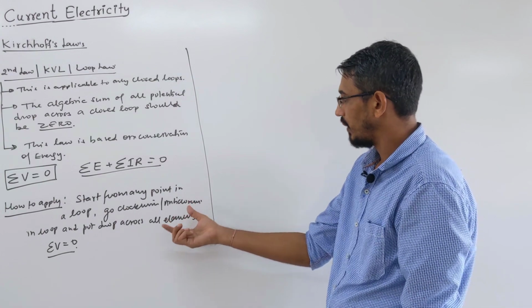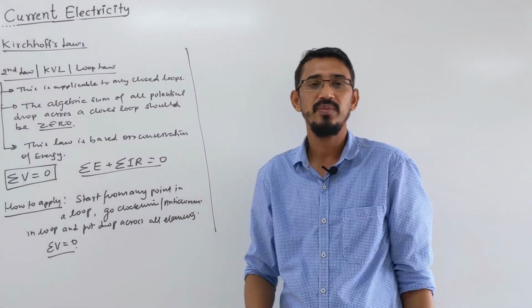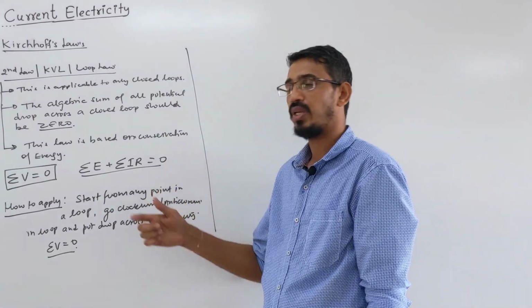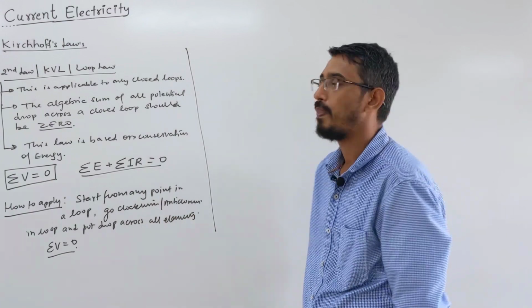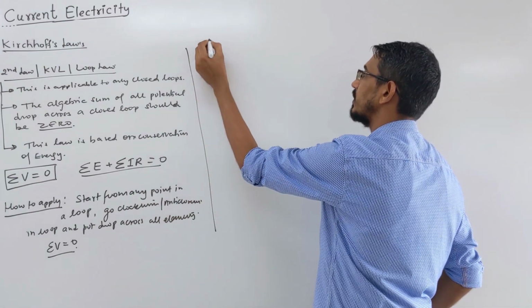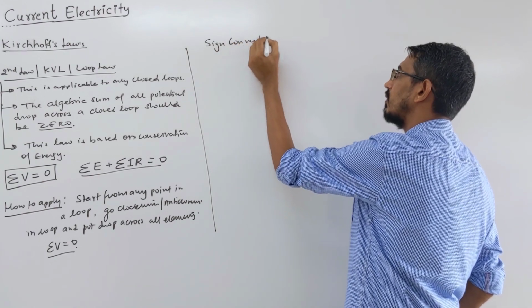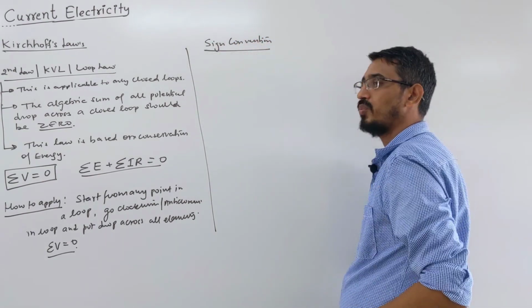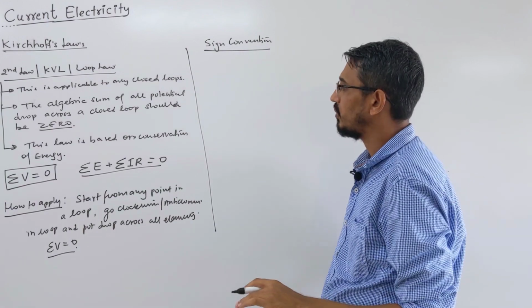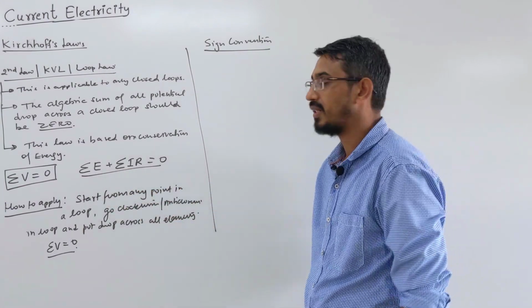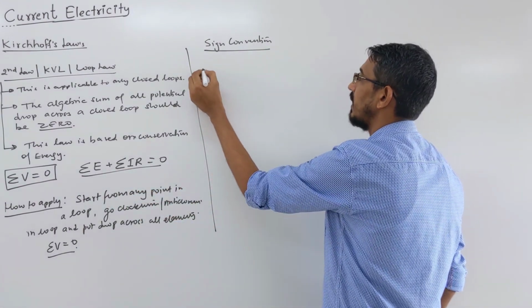When we do this, we have to follow some sign convention rule: is the voltage drop positive or negative? So we are talking about sign convention. You write that the voltage drop should be positive or negative as a rule. We just have two elements, battery and resistance.